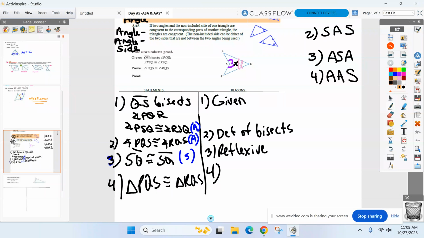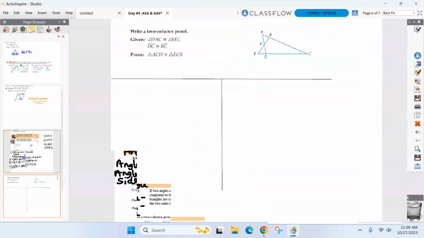This is why I get worried about the term in between. Is that reflexive side in between? Yes, it is. So we're going to use angle-side-angle. All right, all good? Any questions? Okay, don't do anything. Let me do a little teaching here before we do anything.